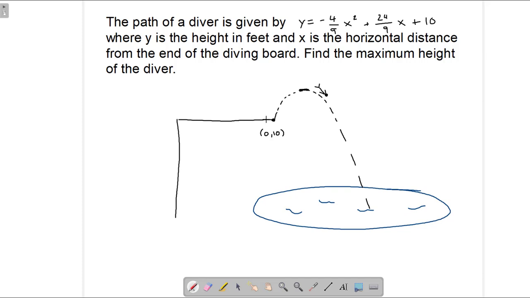So it looks something like this. Here's your diving board. Your diver goes like this. This isn't really the diving motion, but I can't really draw a diving motion, so whatever. He goes into the pool, and we want to find the max height. So it's going to occur at this vertex here. So we'll use the methods that we've learned to find the highest point that the diver achieves.